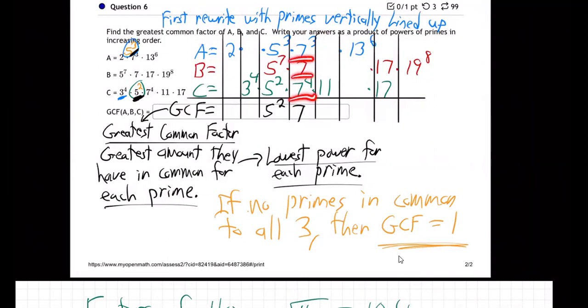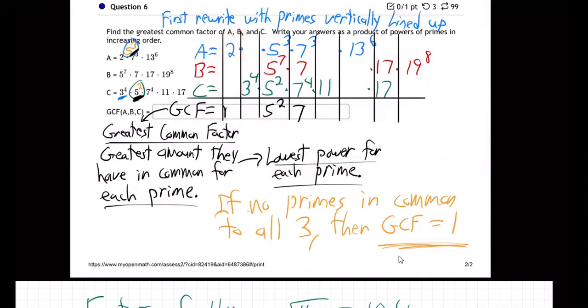They don't all have 2 7s or 3 7s or 4 7s. They all have 1 7 though, don't they? So the greatest amount of 7s that they all have in common is 1 7. So again, you're just taking the lowest power for each prime. The lowest power on the 7s is just 1 7. The lowest power on the 5s is just 5 squared, isn't it? So what's the lowest power on the 2s?